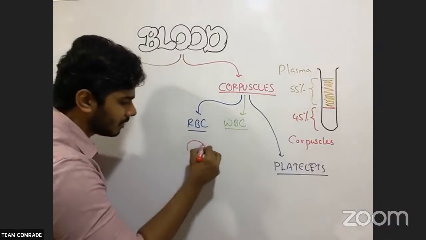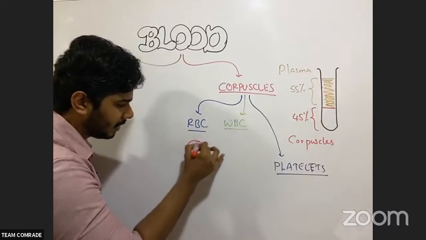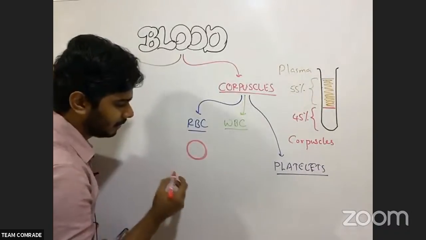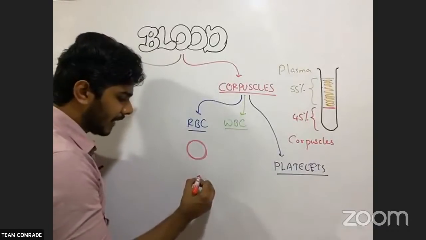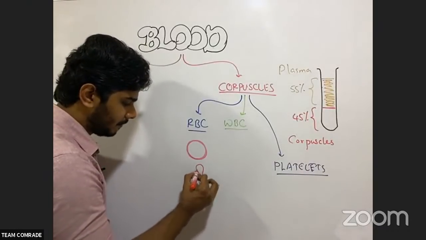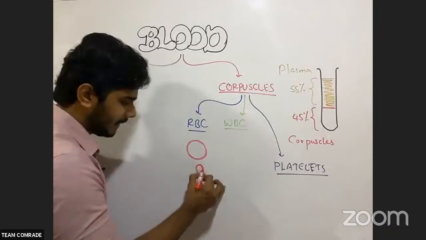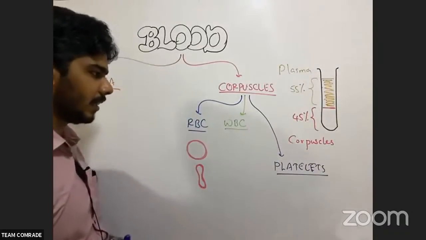Actually, they are like peppermints, very small peppermints. They don't have a nucleus, they don't have mitochondria, right? For the upside view, it is like a peppermint, but for the side view, it is like a dumbbell, right? You see peppermints like this. For the side view, it is like a dumbbell.